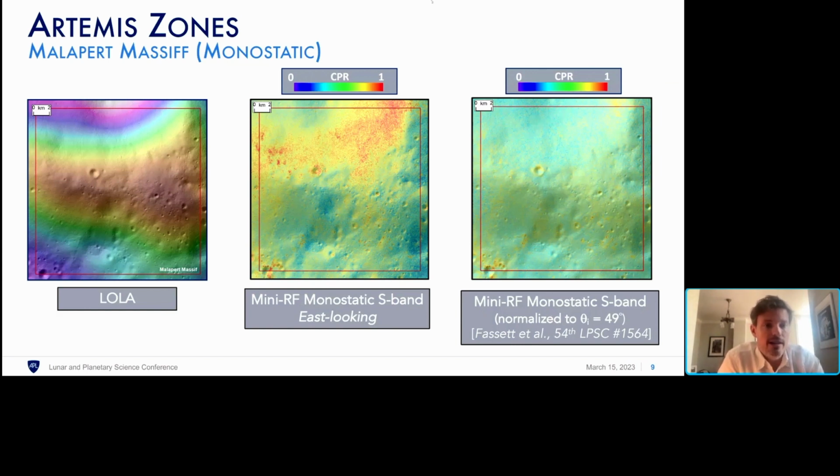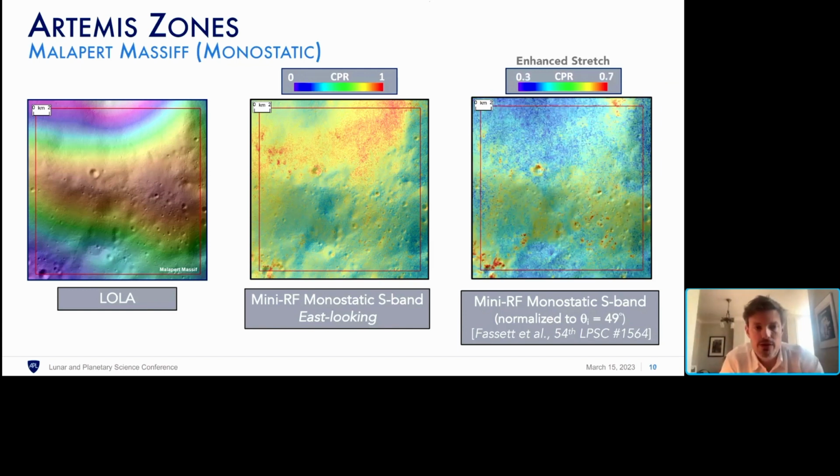So the image on the right is essentially normalizing and correcting from those. And what you're left with is the CPR that's largely related to the properties that we're interested in. If we look at the next slide, we'll see a more enhanced stretch in the CPR, not just from 0 to unity, which is what most of the images I'll show are at.